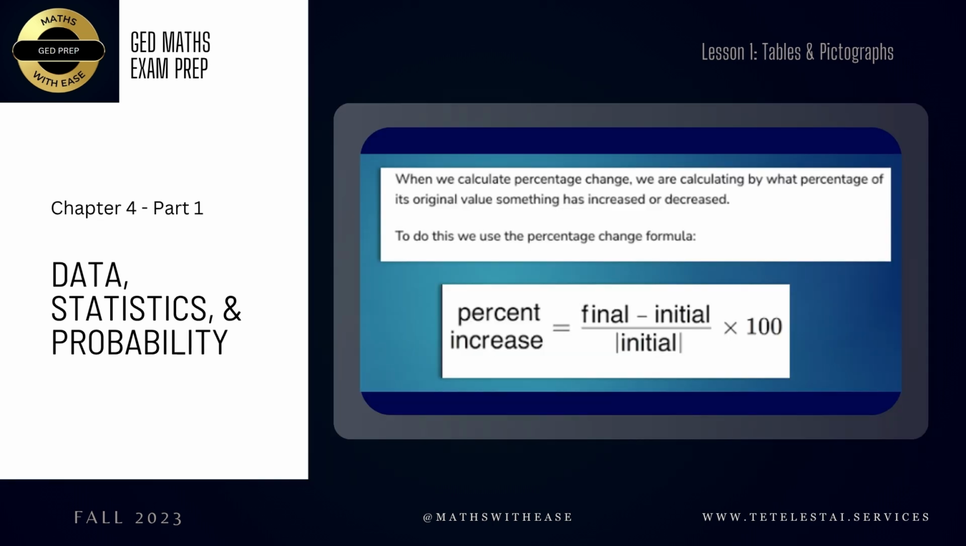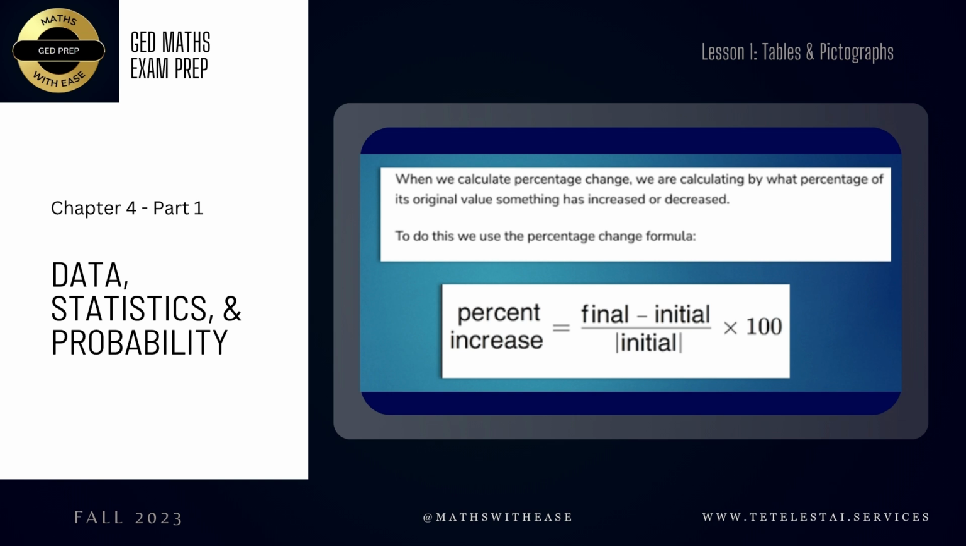Dealing with percentage increase, you calculate percent change by taking the final value and subtracting the initial value from it, and then dividing that by the absolute value of the initial. So that's what these two bars outside of the word initial mean. They just represent the absolute value, and that just means that if you have a negative value, for example, you wouldn't put the negative value here. You would put its positive counterpart.